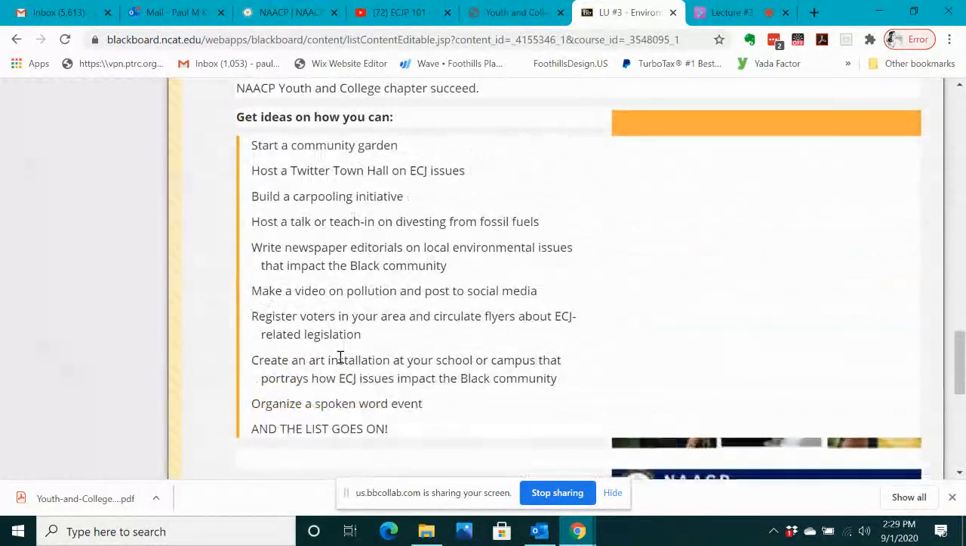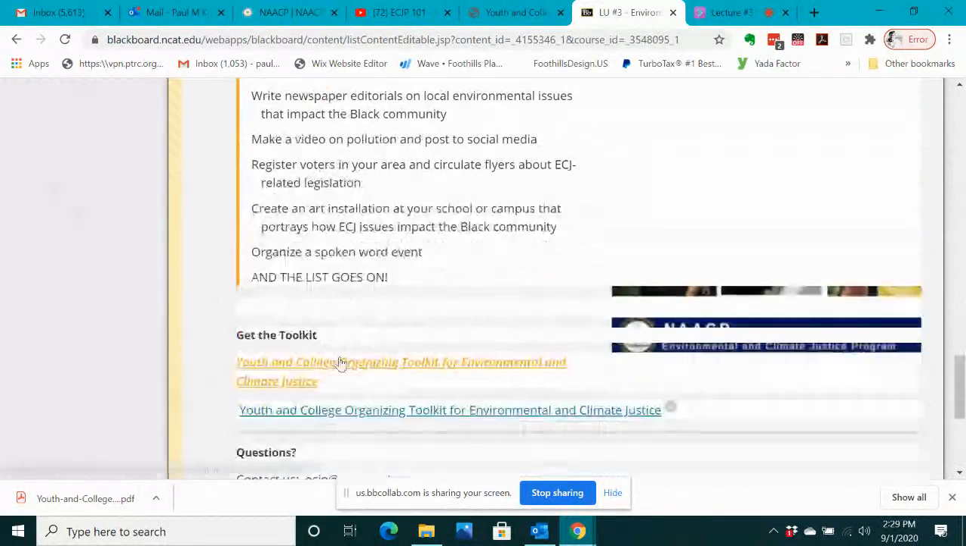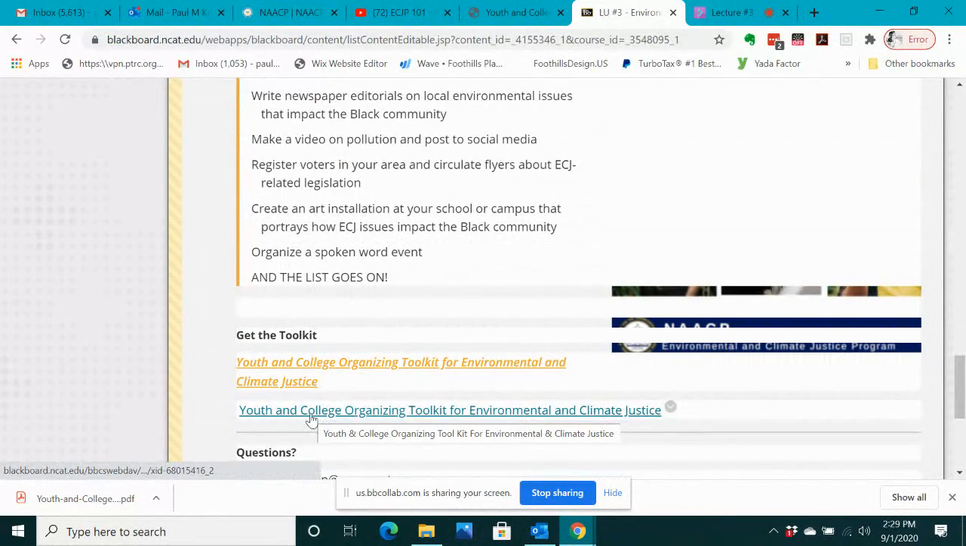So that is an overview here, and I just wanted to point out one other thing, that there's this youth and college organizing toolkit for environmental climate justice, and I invite you to download that as well.